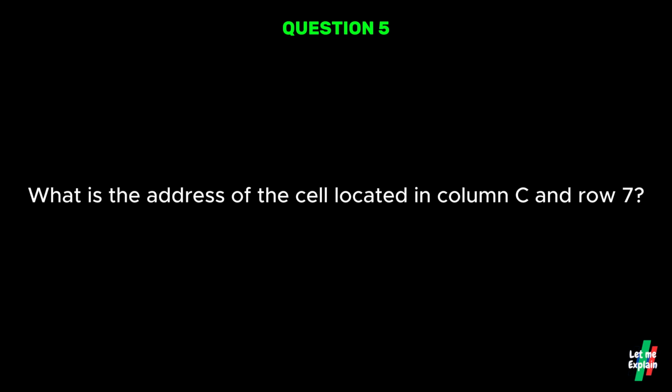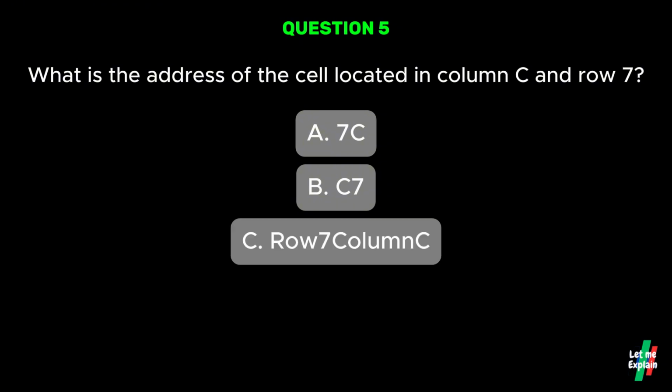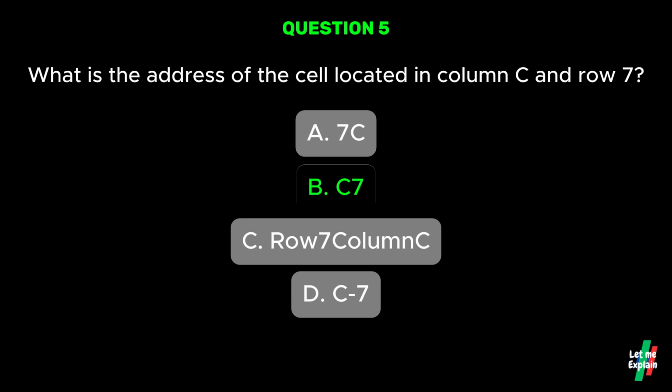Question number 5. What is the address of the cell located in column C and row 7? 7C, C7, row 7, column C, C-7. The correct answer is B. Excel references cells by column first and row second. So column C and row 7 becomes C7.